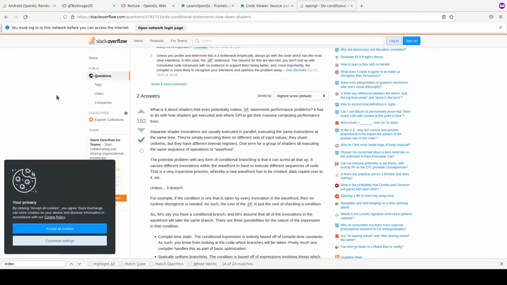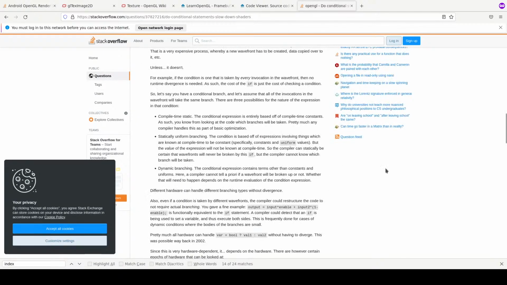So let's say you have a conditional branch, and let's assume that all of the invocations in the wavefront will take the same branch. There are three possibilities for the nature of the expression in that condition. Compile time static: the conditional expression is entirely based on compile time constants. As such, you know from looking at the code which branch will be taken; pretty much any compiler handles this as part of basic optimization. Statically uniform branching: the condition is based on an expression involving things which are known at compile time to be constant.